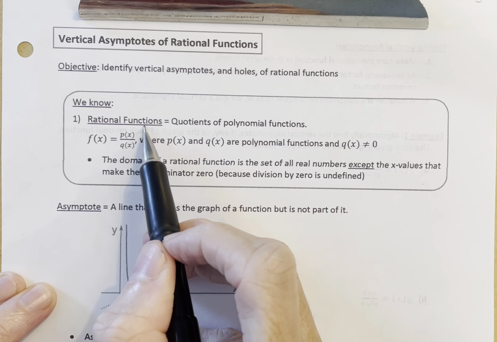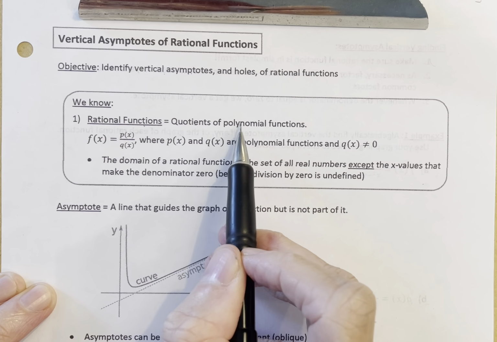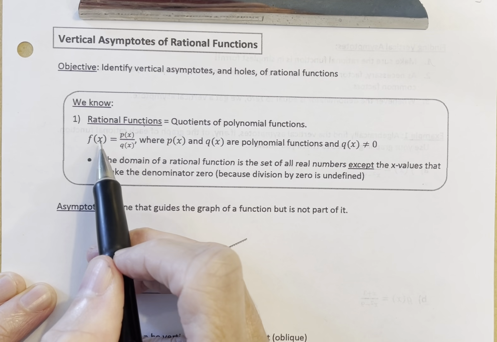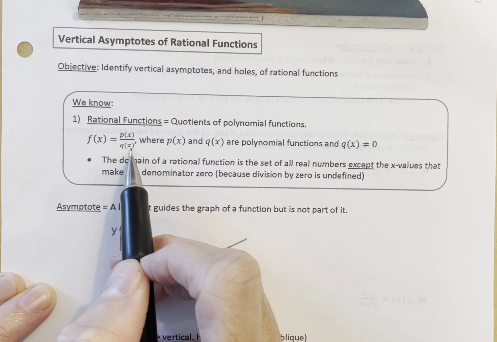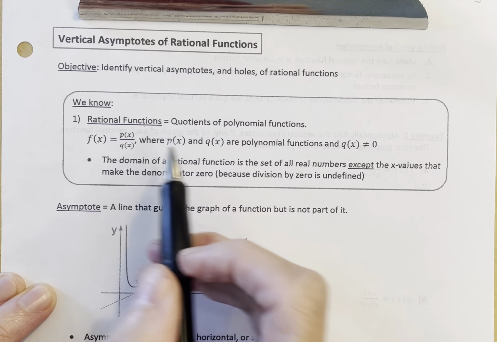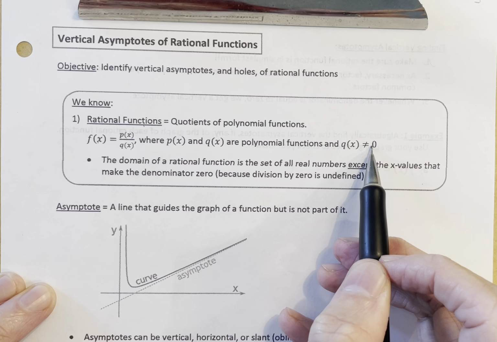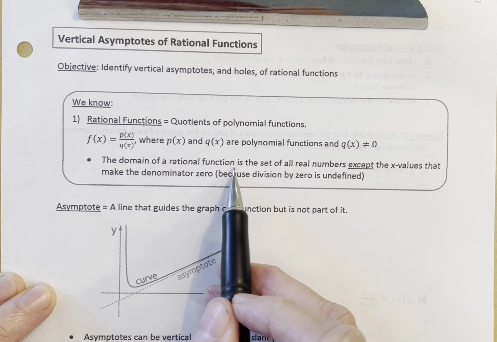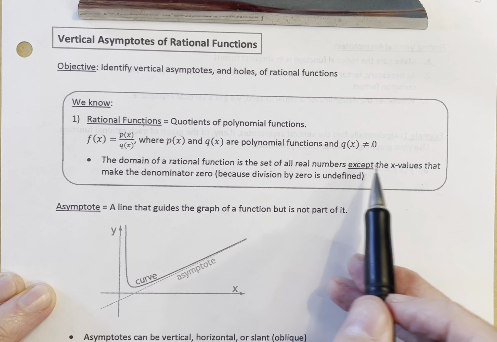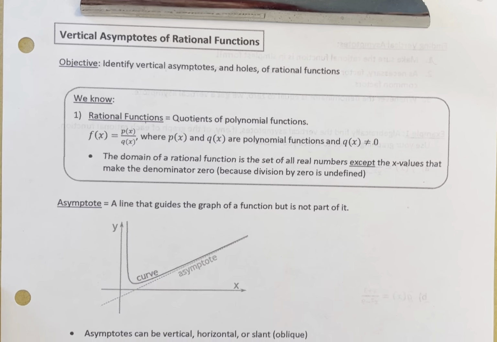What do we know coming in? Well, we know what a rational function is from our previous video. Rational functions are quotients of polynomial functions. In other words, it's a function that has a polynomial function in the numerator and a polynomial function in the denominator. And of course, the polynomial function in the denominator cannot be equal to 0. Dividing by 0 is undefined. As we learned previously, the domain of a rational function is all real numbers except those x values that make the denominator 0.